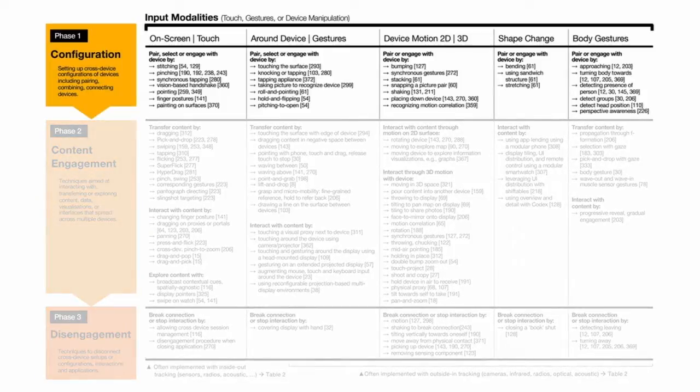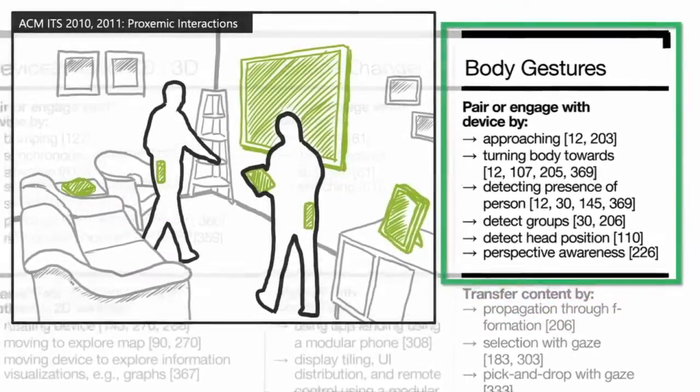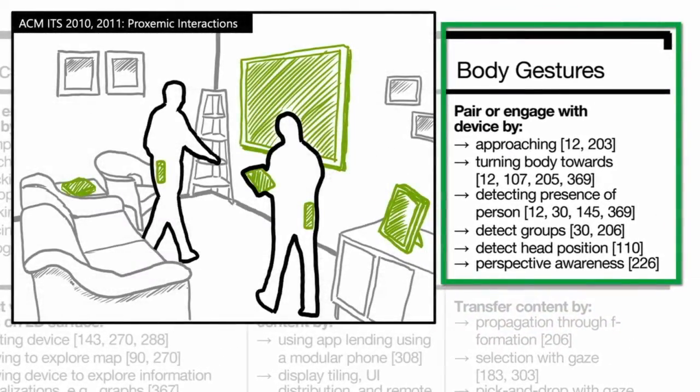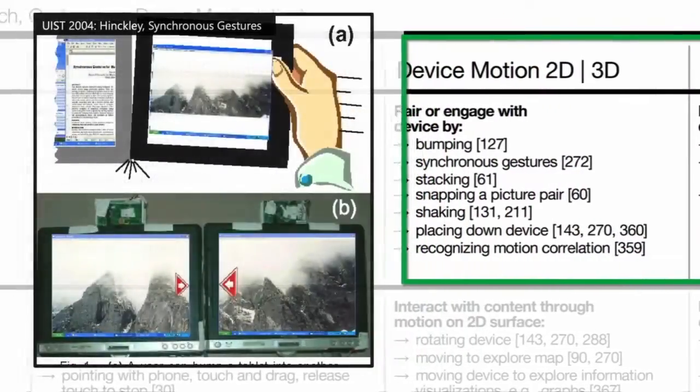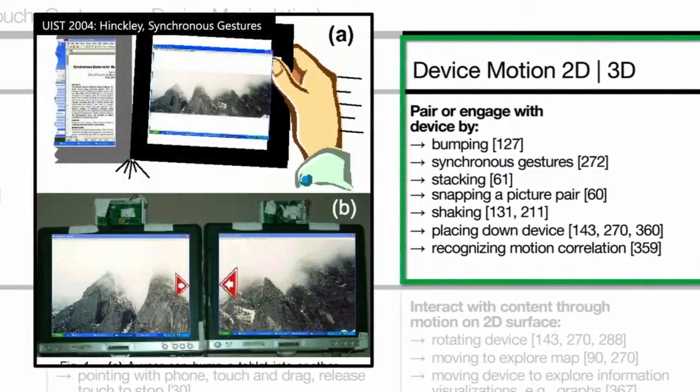Let's have a closer look at the configuration phase, which addresses issues such as setting up, pairing, or connecting devices. Now, for example, proxemic interaction that Saul mentioned earlier are part of the input modality body gestures. And the category is essentially about leveraging knowledge about a person's presence, turning, or approach to initiate interactions or offering interactions between people's devices. Here's another example where input modality device motion includes Ken's work of synchronous gestures and related approaches where key sensing events can initiate pairing of devices.